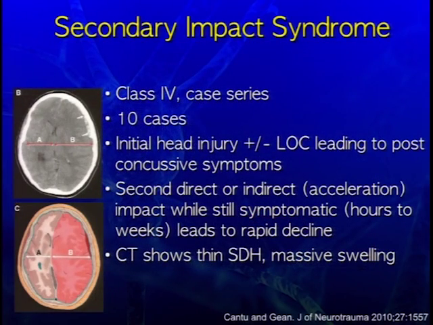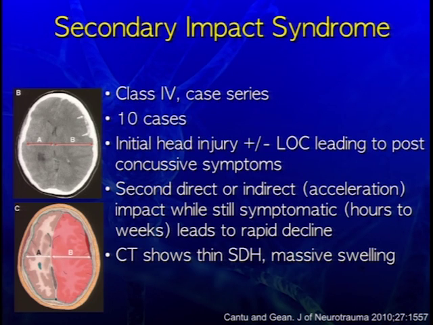So this actually brings up a question of what is causing these injuries. In the adult or young teen literature, there's a phenomenon called secondary impact syndrome. And these are mostly case series. There's one that was published back in 2010, the first one by Lisa Jean, that had 10 cases. They had initial head injury with or without loss of consciousness that led to post-concussive symptoms, typically headaches. And a second hit, either direct or indirect, while still symptomatic, that could be hours to weeks after that first injury, that led to a rapid decline.